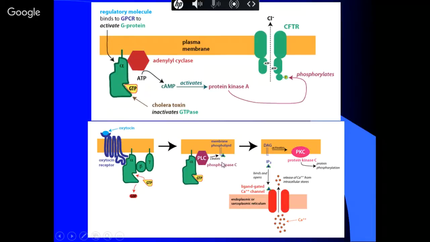It goes and does, and phospholipase C does its thing, generating diacylglycerol and inositol triphosphate, both of which go about their business. DAG activates protein kinase C, which is a huge signaling system, and the IP3 goes down and interacts with ligand-gated calcium channels, which is another huge system, okay? All of it regulated by the G protein.